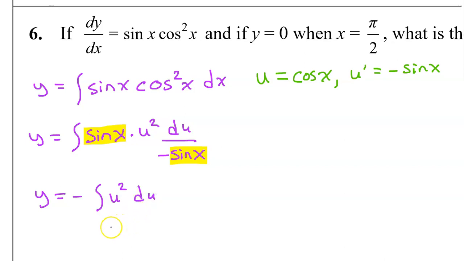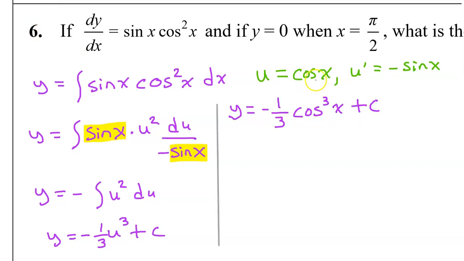Let's use the power rule of integration. So we have u, and we increase the exponent by 1, so that will be u to the third power. And then we divide by the new exponent, so we get 1/3. Let's not forget about the negative sign in front, so we have this. And we have plus c. Putting cosine x back in for u, we have this. This equation won't be useful until we find the value of c.